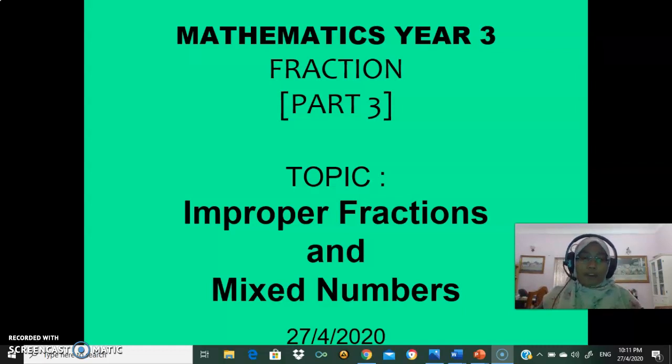Okay, before this we have learned two types of fraction, that is proper fraction and also equivalent fraction. So today we will learn the third type of fraction, that is improper fractions and mixed numbers.